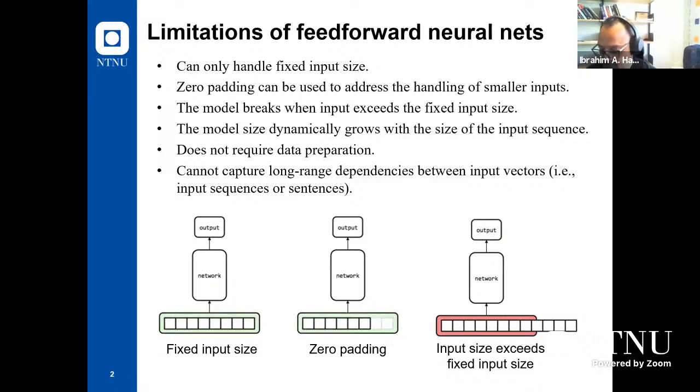In the case of a feed-forward neural network, it does not require any data preparation, so we can just use the data as it is. But in the case of RNN, we need to do some data preparation. We need to reshape the input data to be in the form of a 3D matrix. But this is not the case for a feed-forward neural network. And of course, a feed-forward neural network cannot capture long-range dependencies between input vectors. This is a problem because we don't have a memory in a feed-forward neural network. So there are no connections between different sequences, if you can say it like this.